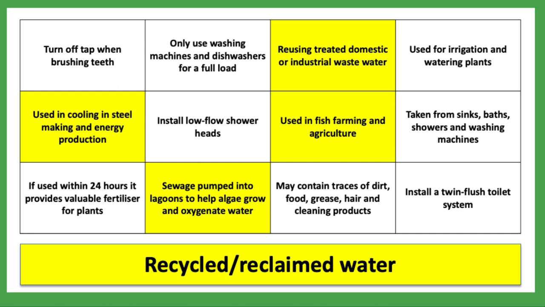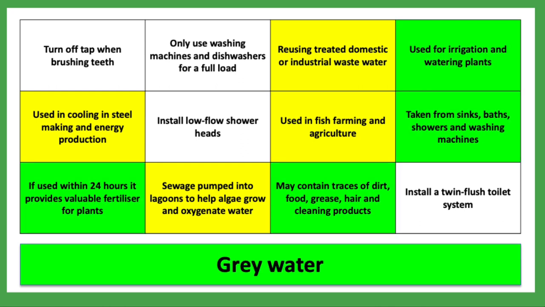Our next group is to do with grey water. Okay, so our next group of four is to do with grey water. If you haven't already paused the video, please do so, because we are about to reveal. Grey water is used for irrigation and watering plants. It's taken from sinks, baths, showers, washing machines. It may contain traces of dirt, food, grease, hair, and cleaning products. And if used within 24 hours, it provides valuable fertiliser for plants.